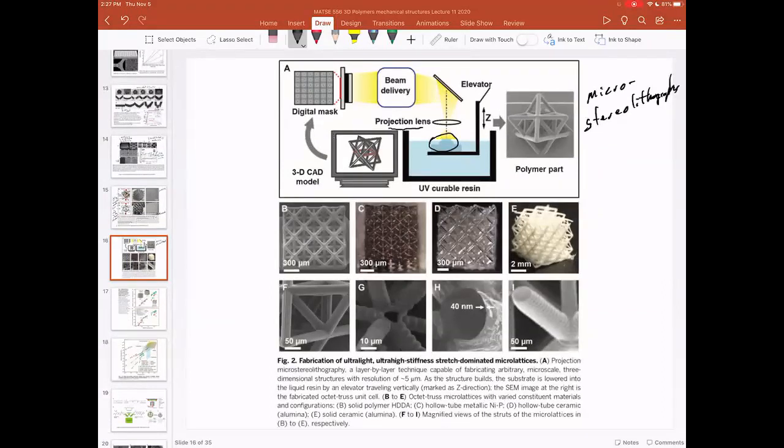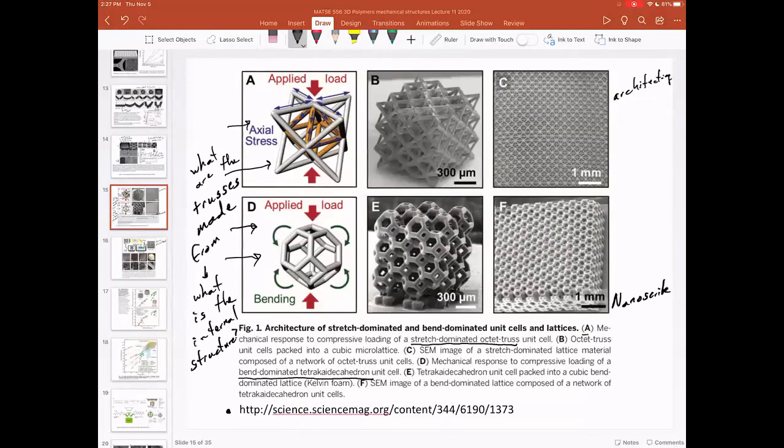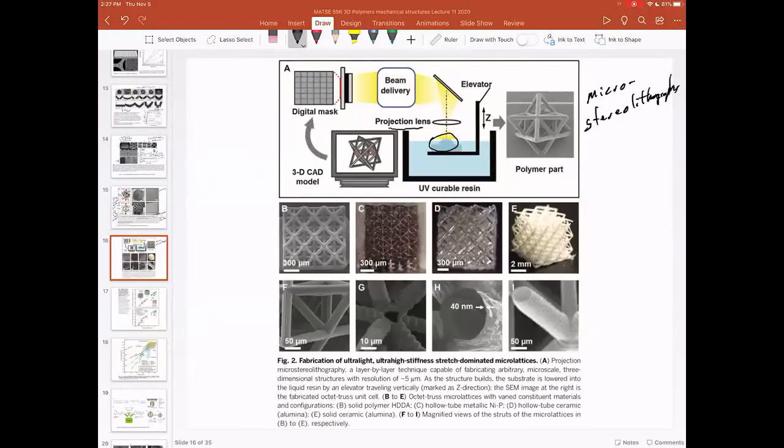Hopefully I'll see them. But anyway, these trusses, rather than being made with a Nanoscribe, we can put versus micro stereolithography. So that's something to remember, is that you can still make some pretty small stuff using these techniques.